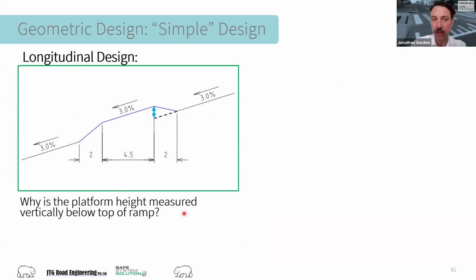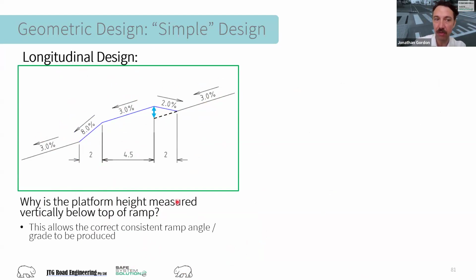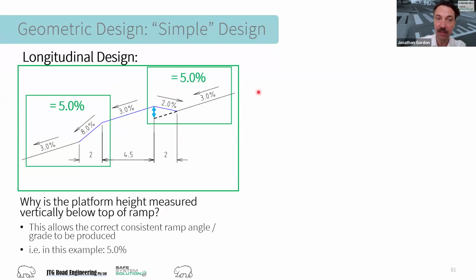So when we're measuring vertically below to a projected road surface, this allows the whole system to have consistent ramp angles. What I'm talking about really is, in this scenario, we've got 3 and 2 is 5, and 3 and 8 is 5 again, with the 8 minus the 3.